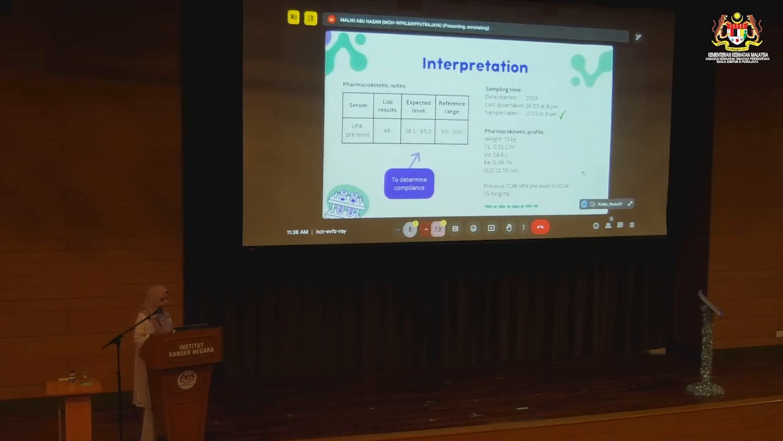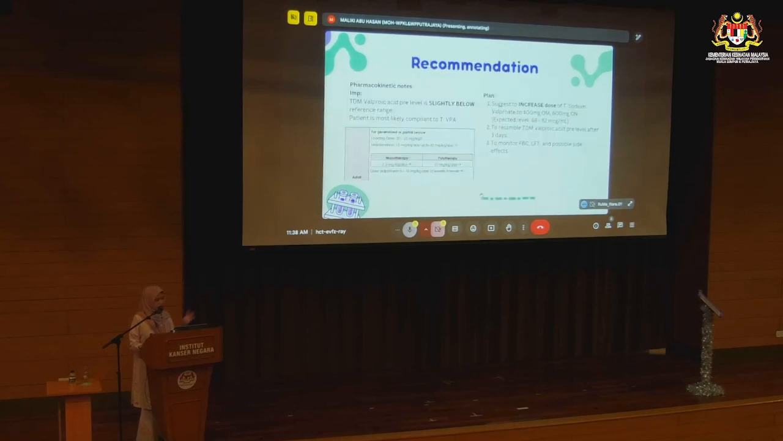Okay. And we did some digging as well and found out that previously on the same dose, they did a level for this patient at clinic in a standard of care setting. The level was 55. So 55, 48, we don't expect the level to be exactly the same every time. So I would expect it to be acceptable variation. Okay. So from there, we do a recommendation. So the TDM valproate level is slightly below the reference range. Okay, slightly below only. The patient is most likely compliant to valproate. Okay, but the patient came in with fitting and we don't know yet any other cause.